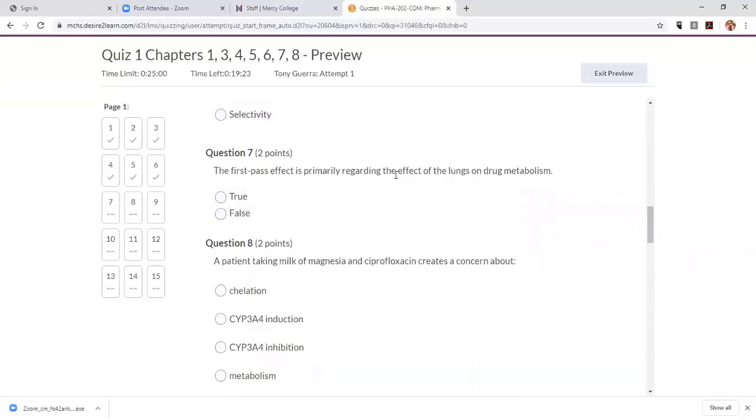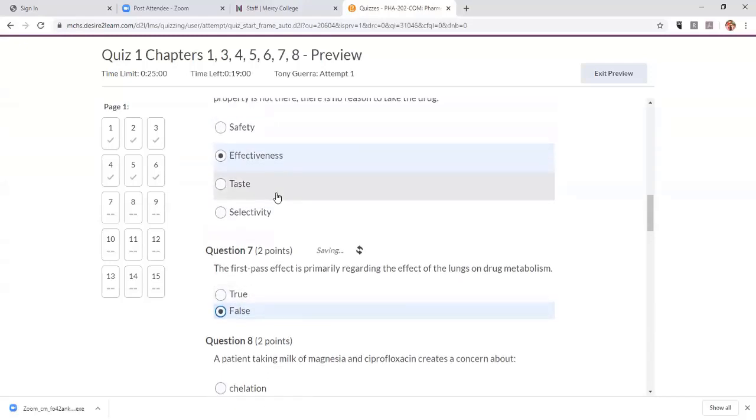First pass effect is primarily regarding the effect of the lungs on drug metabolism. And anytime you're taking one of my tests, it's going to be looking at, is everything correct? Okay, so first pass effect on blank on blank. Okay, so first pass effect is with metabolism, but it's not the lungs, it's the liver. So this one would be false.